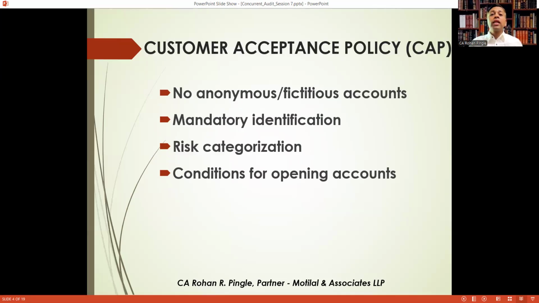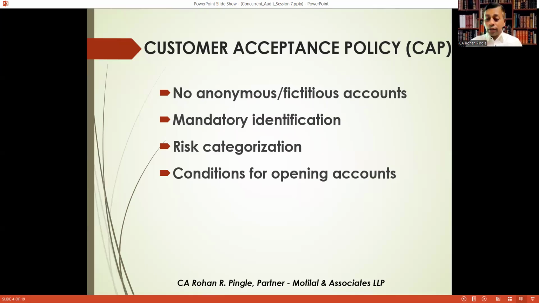Moving further, let's see the customer acceptance policy, called CAP. Under CAP, no account should be opened in fictitious names. No account should be opened without proper CDD. High risk categories must be escalated. Audit focus should be to randomly check new accounts opened, verify PAN, Aadhaar, OVD, and ensure no incomplete documentation. That is, complete documentation should be there: Aadhaar card, PAN card, other verification documents.